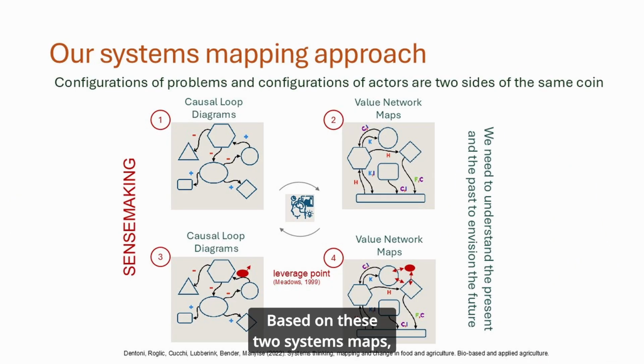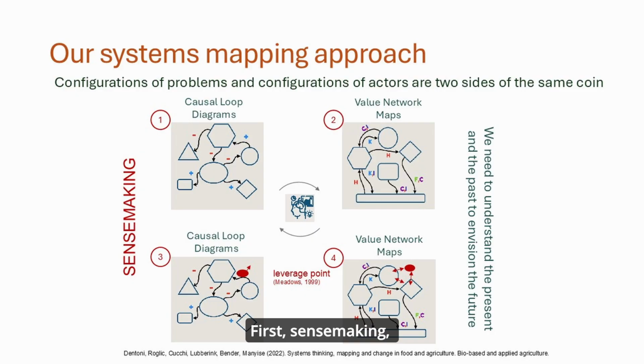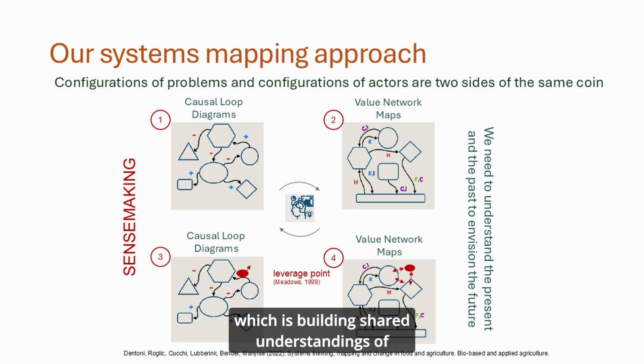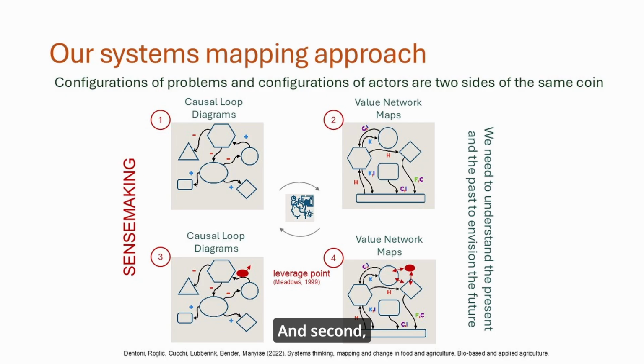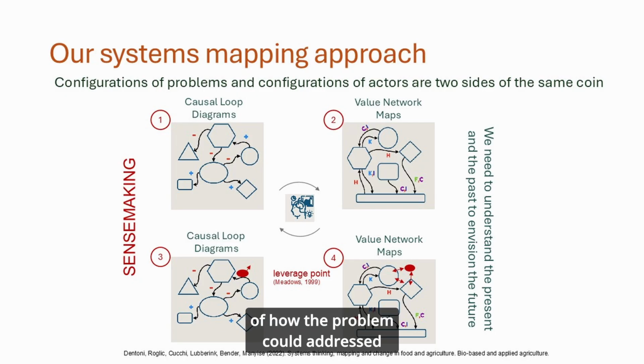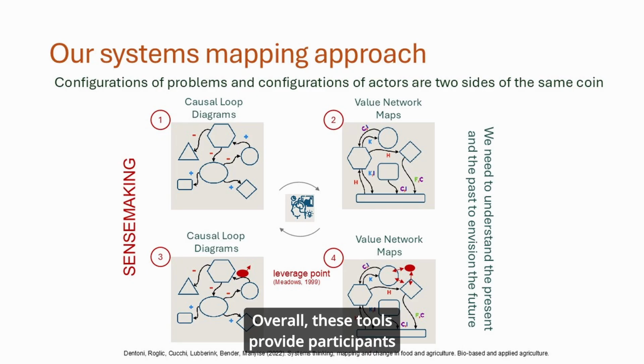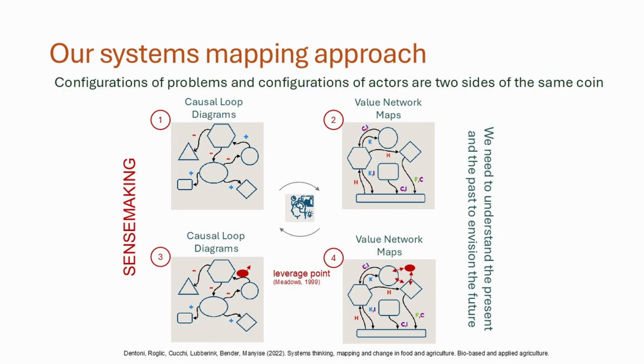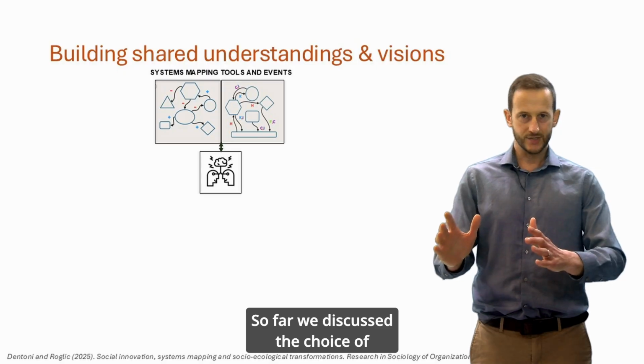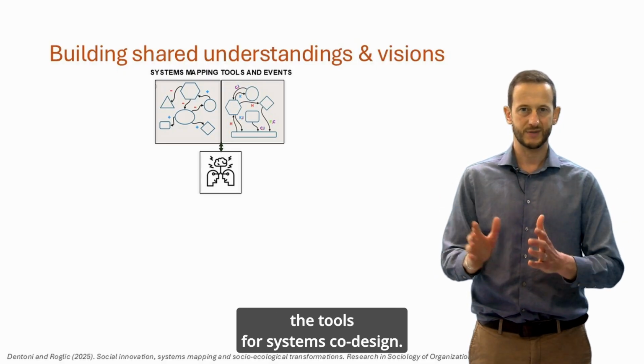Based on these two systems maps, participants can engage in two fundamental and complementary activities. First, sense-making, which is building shared understandings of a current problem. And second, envisioning, building shared visions on how the problem could be addressed by altering the system configuration. Overall, these tools provide participants with a framework to build shared visions for the future that are deeply grounded in common understandings of the present.